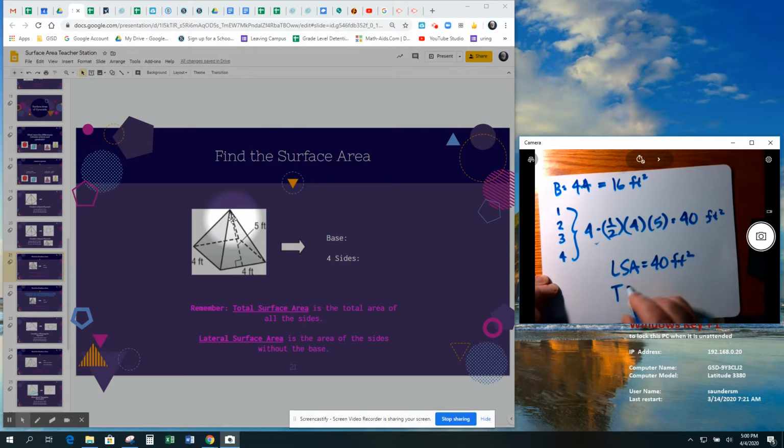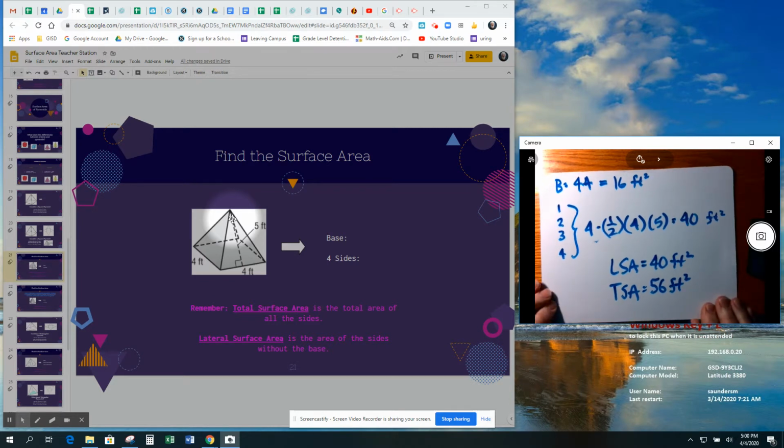And our total surface area adds the base in. So 40 plus 16 is 56 square feet. Okay, remember, if I go too fast for you, you can always pause the video and back up and look at it again.